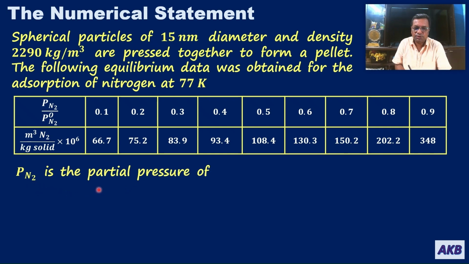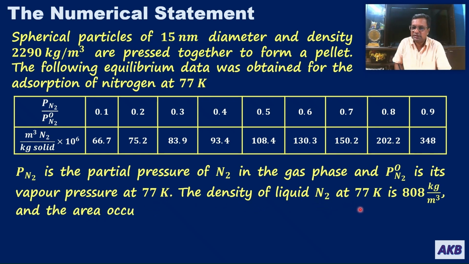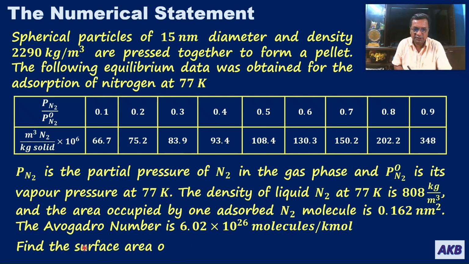In this case, PN2 is the partial pressure of nitrogen in the gas phase, and PN2 naught is its vapor pressure at 77 Kelvin. The density of liquid nitrogen at 77 Kelvin is 808 kg per meter cube, and the area occupied by one adsorbed N2 molecule is 0.162 nanometer square. The Avogadro number is 6.02 into 10 to the power 26 molecules per kilomole, and we have to find the surface area of the pellet.